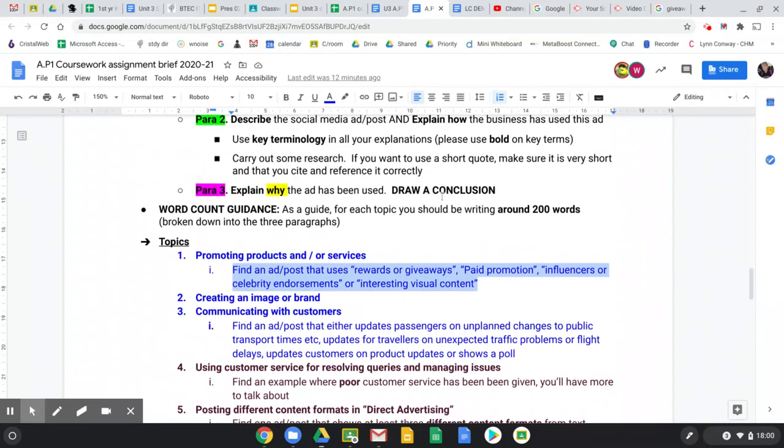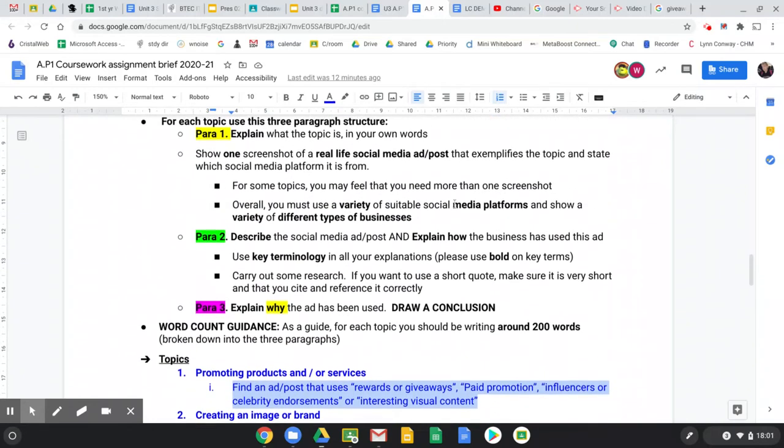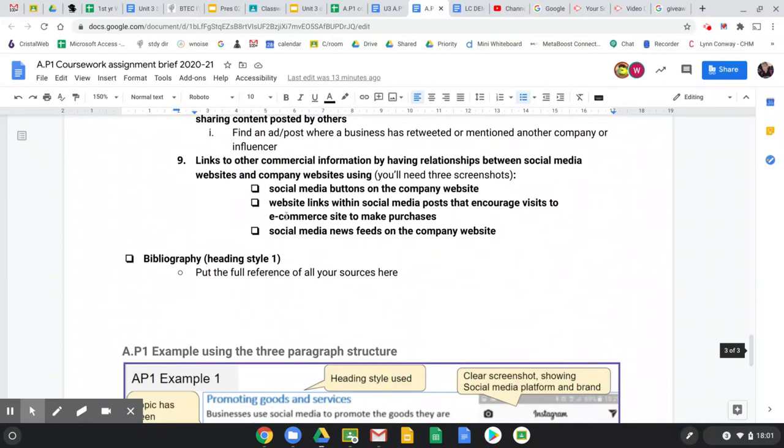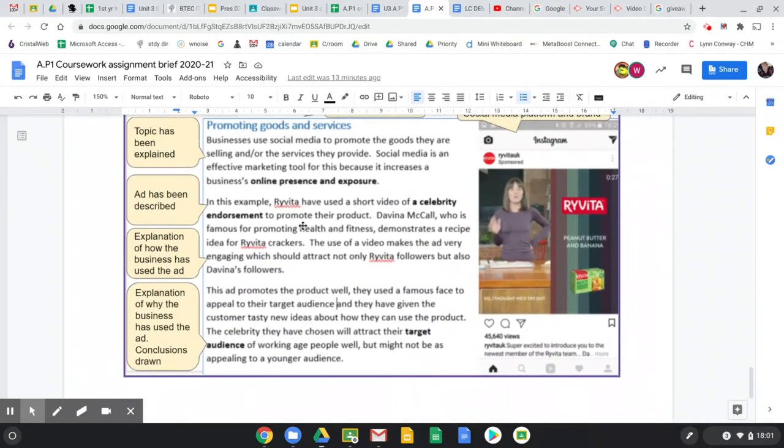And the aim is that you're going to explain how that has been used. To make your life easier, I've given you a 3-paragraph framework or structure to help you write. And if you read the assignment brief, it shows you exactly what those 3 paragraphs are about. I've also given you an example in the assignment brief, which is here.